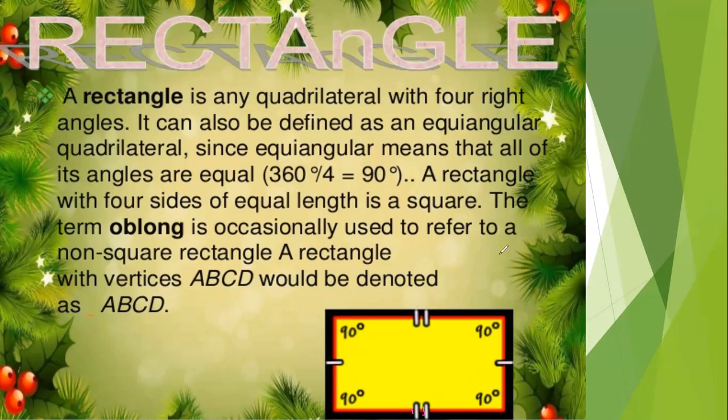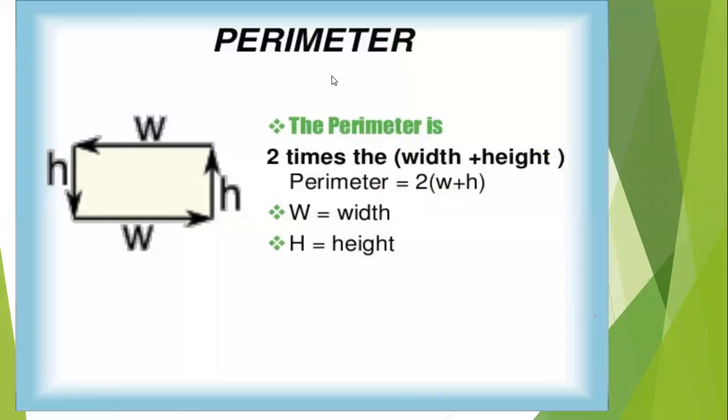To find the perimeter of a rectangle, since this side is equal to this and this side is equal to this, we add the lengths of all the sides which make up the rectangle. So we end up with the formula: perimeter is 2 into (W plus H), where W is width and H is the height. That is how we get the perimeter.